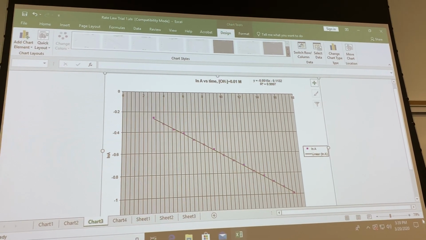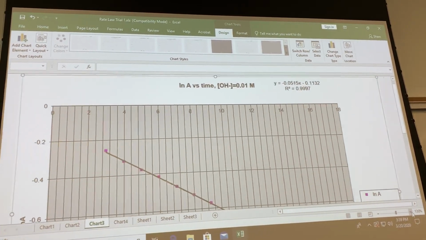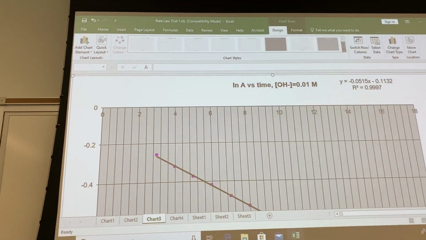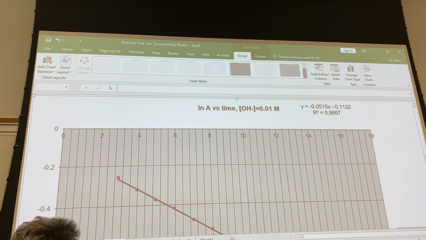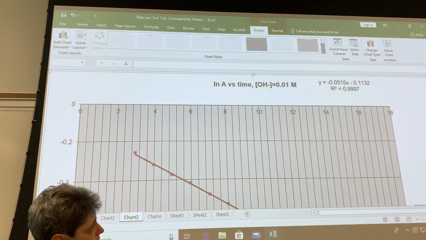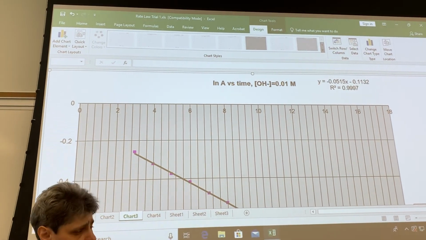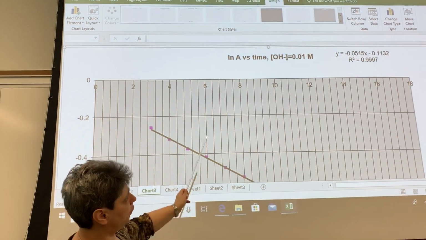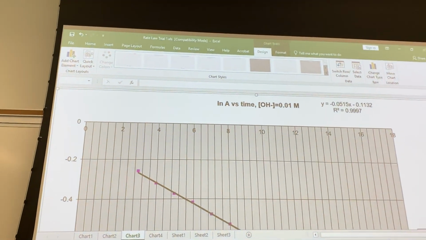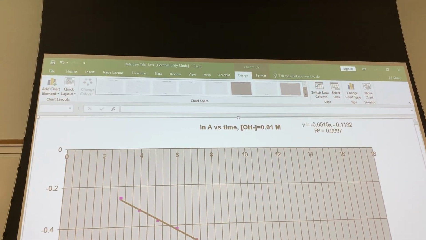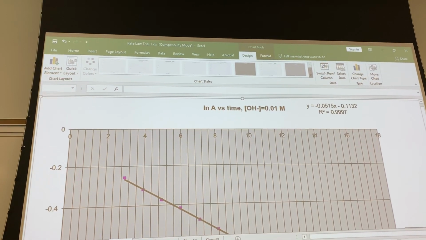So this here is natural log of absorbance versus time. And as you can see, here's the equation, and R squared is 0.9997. Look at how close this R squared value is to 1. So far, this is our main contender for the best linear fit. But we still have to take a look at the 1 over absorbance graph.